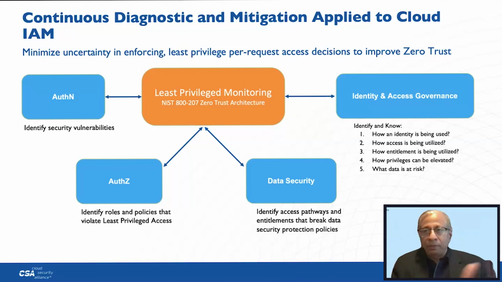They blindly approve the access because it's quite difficult for them to do it otherwise. But that process is broken for a number of reasons from a zero trust perspective. A, these governance processes do not know how an identity is being used. They do not know how access is being used, how entitlements are being utilized. They do not know how privileges can be elevated or escalated. They do not know what data is at risk.